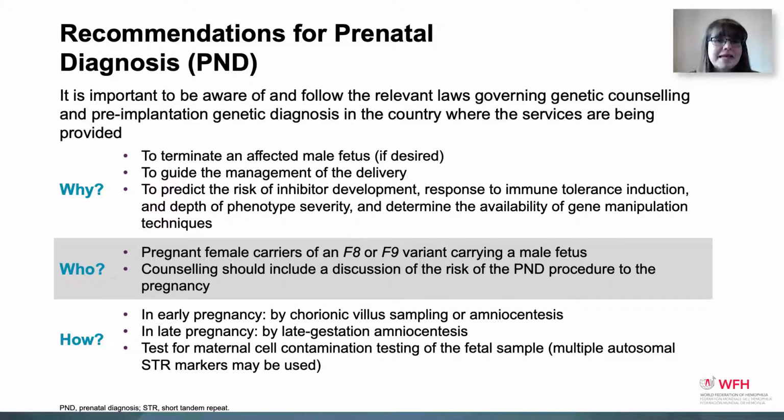Prenatal diagnosis can be taken either in early pregnancy by chorionic villus sampling or by amniocentesis, or it can be done in late pregnancy by late gestation amniocentesis. During the process of taking the sample for prenatal diagnosis, it is possible that there may be some maternal contamination that gets into that prenatal sample. So it's important for us in the genetics labs to test for maternal cell contamination of the fetal sample in order to produce a valid diagnostic result. And there are different methods by which we can do this maternal cell contamination testing.